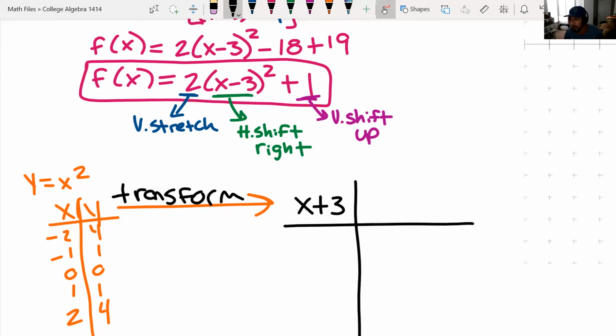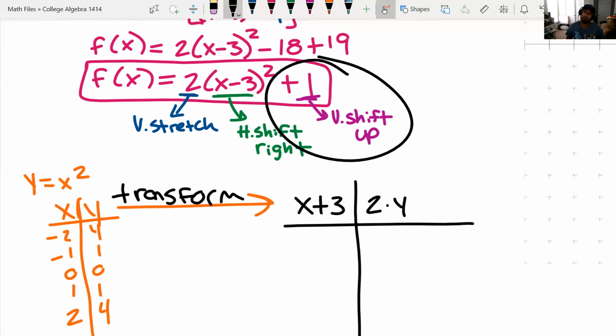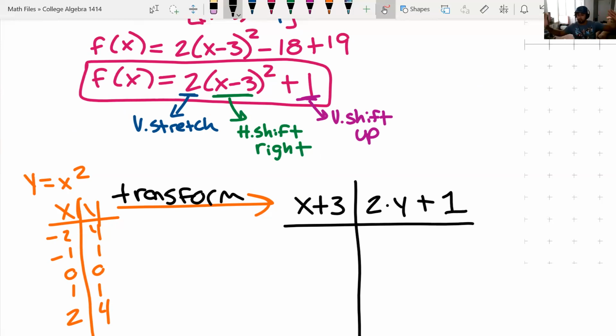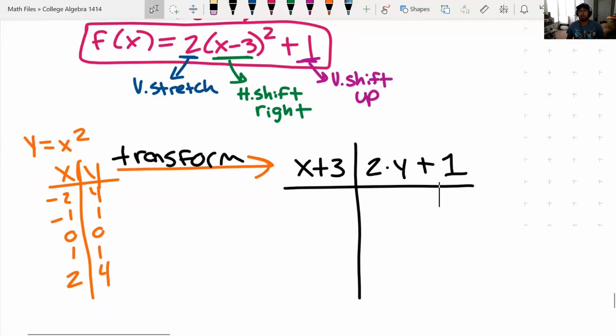Now let's start with the y values. The first thing we have is a vertical stretch, which means we're going to take all the y values and multiply them by 2. But then we have a vertical shift, which means after we multiply the y values by 2, we have to add 1 because it's a vertical shift up. All right.